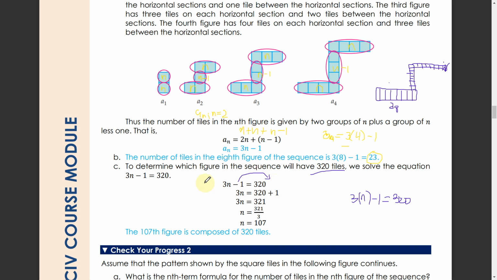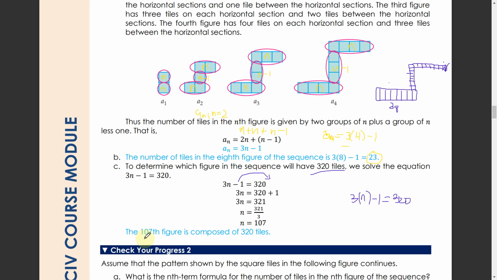or nag-add tag 1 sa both sides atong equation, no? Plus 1 diri, so mawala ni siya, plus 1 diri, so that's why we have 1 here. Then after that, nanatay 3n is equal to 320 plus 1, so that is 321. Then we divide both sides of the equation by 3. So nanatay n is equal to 321 over 3. Then our n here is 107.